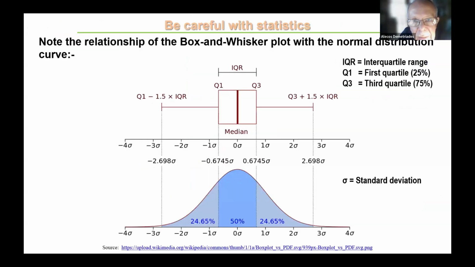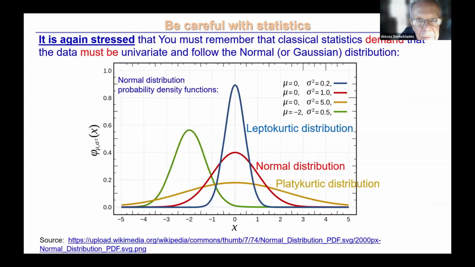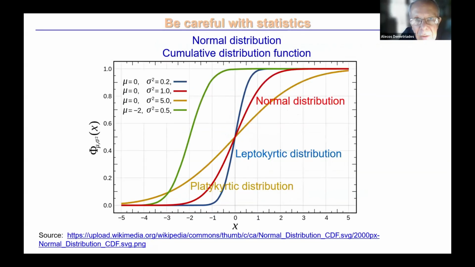Here we see the box and whisker plot together with the normal distribution curve, and how they compare. You must remember again that classical statistics demand that the data must be univariate and follow the normal or Gaussian distribution. We have different types of Gaussian distributions, and you can use the cumulative distribution function to find out if they are platykurtic, leptokurtic, or normal.